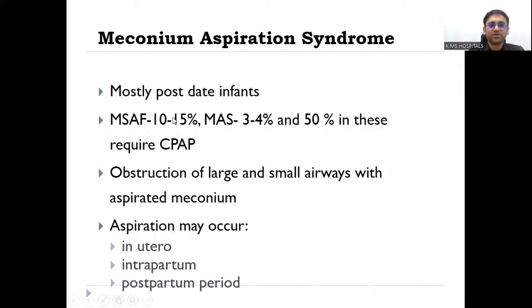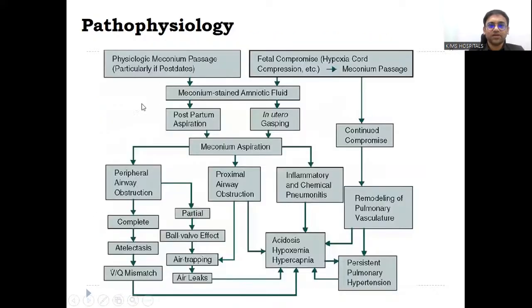Meconium aspiration is most common in post-date and term infants; 10% of deliveries have meconium-stained fluid in these age groups, and 5 percent develop meconium aspiration syndrome. Meconium can be passed in utero, intrapartum, and in the postpartum period. It can be because of post-dates, physiological maturity, fetal compromise, hypoxia, cord compressions, or any other asphyxia. There will be reflex passage of the meconium, and this meconium-stained amniotic fluid can be aspirated postpartum or by in utero gasping.